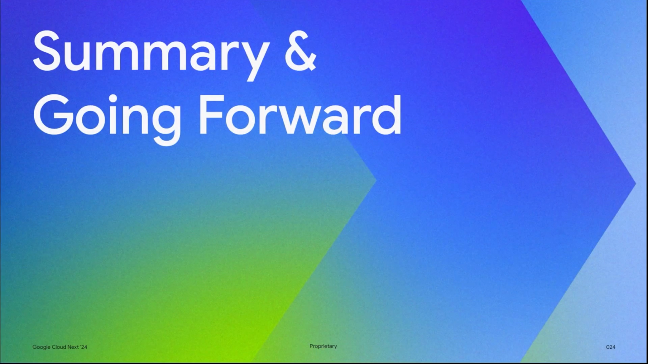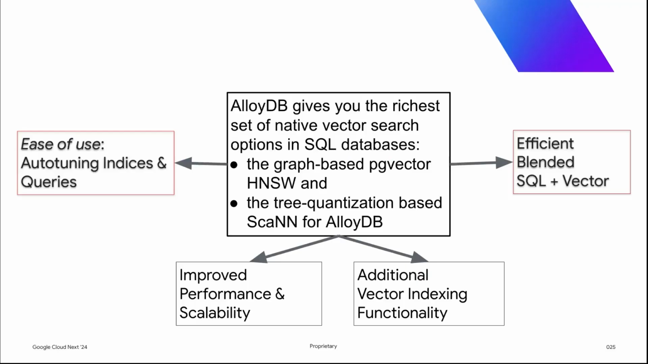So let's summarize where we stand now and how we go forward. At the present time, AlloyDB gives you the richest set of native vector search options in SQL databases. We provide the graph-based pgvector HNSW, and as of this release, also the tree-quantization-based scan for AlloyDB, which, as we discussed, is superior to HNSW on memory footprint, indexing time, write throughput, and most usually also on query performance.